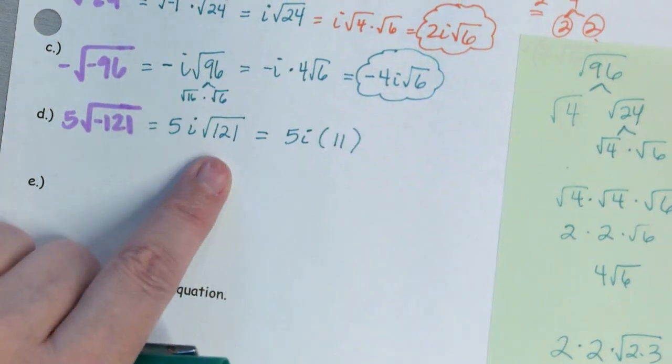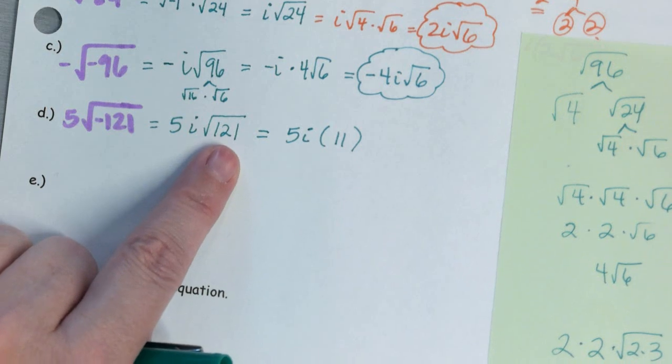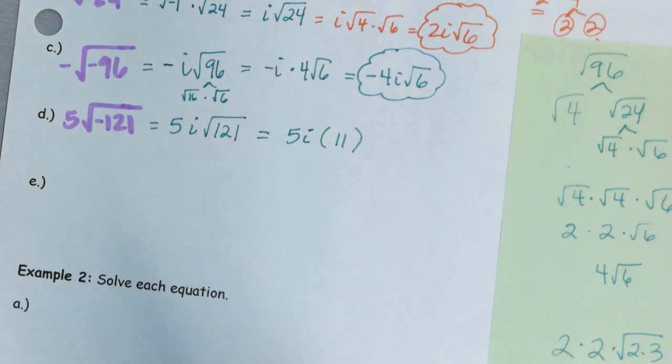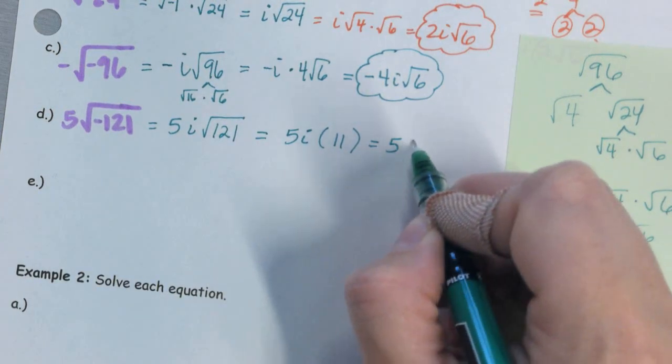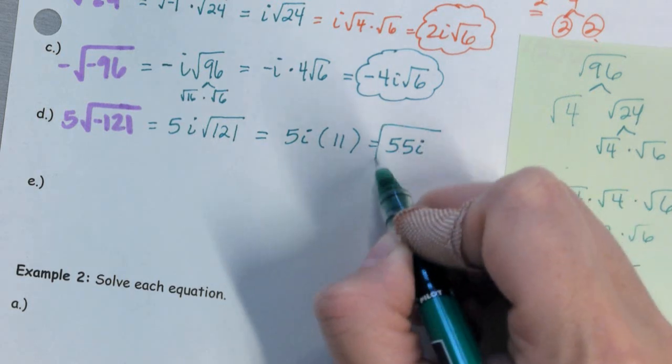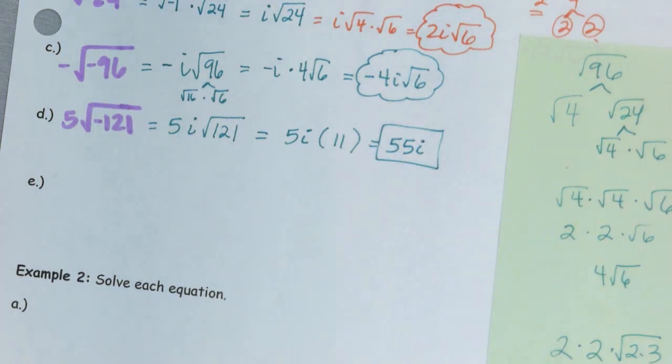So once you take the square root, that comes out of the radical. And then you just have to multiply the number by the number. So 5 times 11 is 55. So 55i is your final answer. All right. Do you guys have questions for me on that? All right. Let's try E.